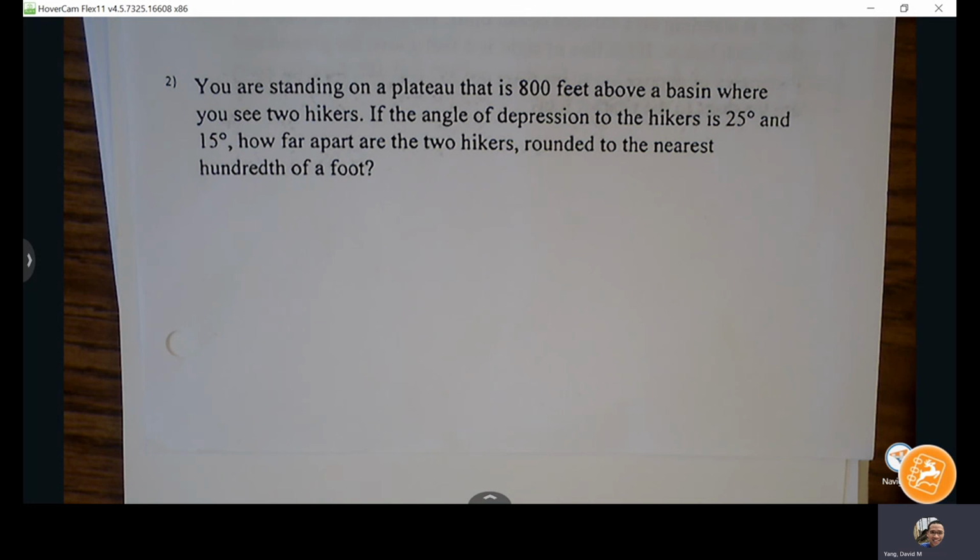So which one are we doing? Let's do number 2 first. Okay, so it says you're standing on a plateau that's 800 feet above a basin where you see 2 hikers. Angle of depression is 25 degrees and 15 degrees. How far apart are the 2 hikers? So we have to make sure that we put our angle measures in the right place. Your angle measures are always going to be how you would place them, as well as angle of elevation.